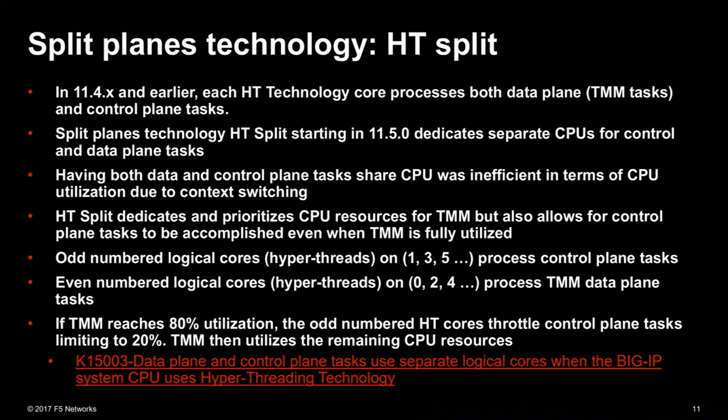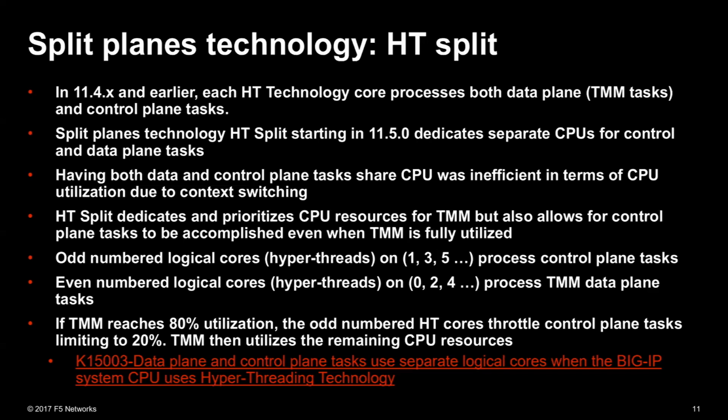And the odd number hyperthread cores, the 1, 3, 5, etc., process control plane tasks at a normal priority level. However, if the TMM at some point reaches 80% utilization, the odd number hyperthread throttles control plane tasks so they can use only 20%, allowing the TMM to use the remaining resources.